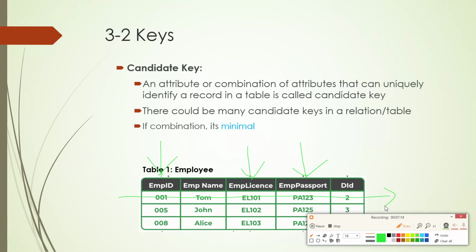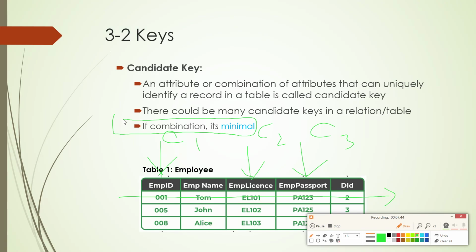So this is candidate 1, this is candidate 2, and this is candidate 3. All these three can equally likely be selected as the primary key. Here, as we discussed earlier, in case of super key, the concept of minimal is not applicable. But in case of candidate key, we will be taking minimal.